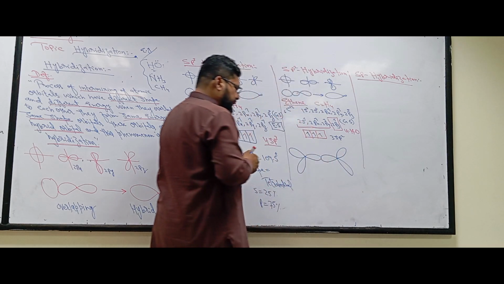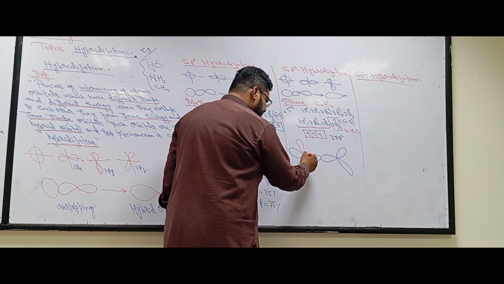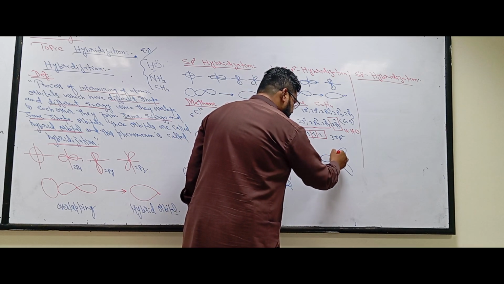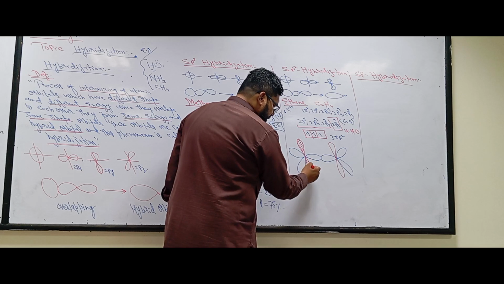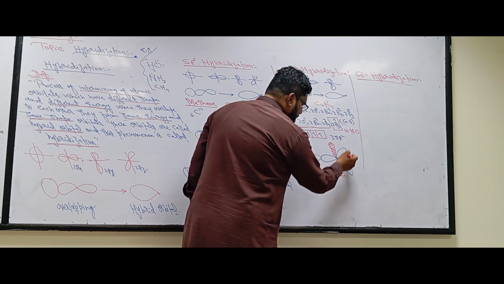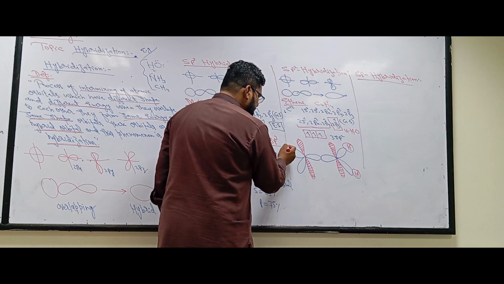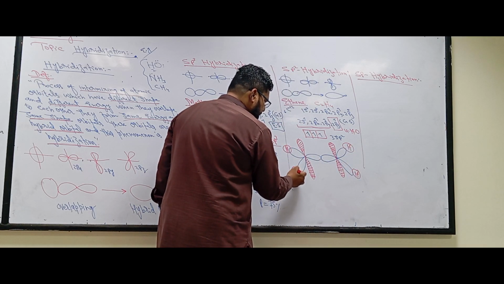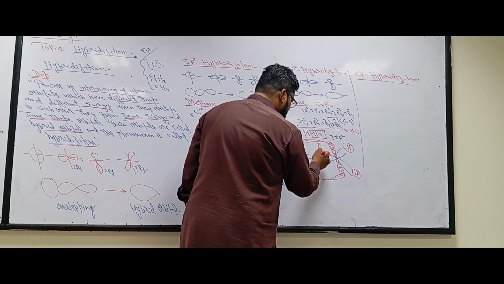Now we draw the unhybridized orbital. This orbital is the unhybridized orbital. This is shown in a different color, and the unhybridized orbital is shaded. Okay. Head to head overlapping forms a sigma bond, and side by side overlapping forms a pi bond. The above and below overlap forms a pi bond.